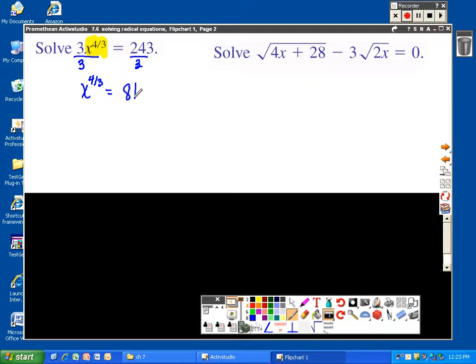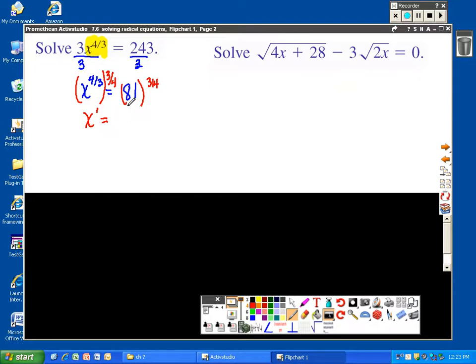How do you undo raising something to the 4 thirds power? Remember, I want this to be x to the 1. So I would have to raise this to the reciprocal of 4 thirds, which is 3/4. Because power to power, when I multiply, I get a 1. So what I do to one side of the equal sign, I must do to the other. So this gives me x.